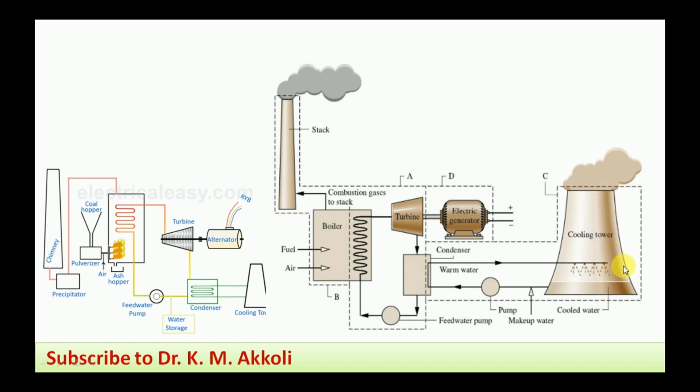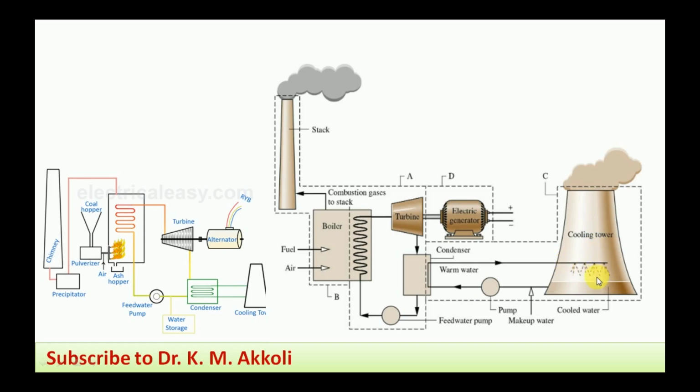Because of this shape only, the air at the bottom enters into this cooling tower and flows in the upward direction. As it is flowing upward, the water is sprayed at a 1/3 height, and they mix. This is also one type of condenser. Heat is transferred from this warm water to the air. That is a direct contact condenser.